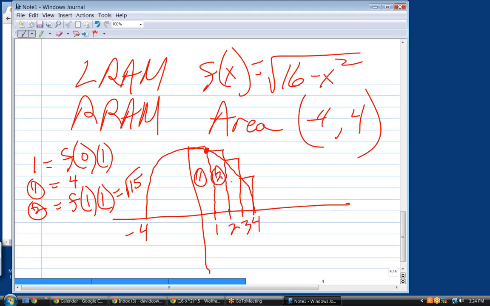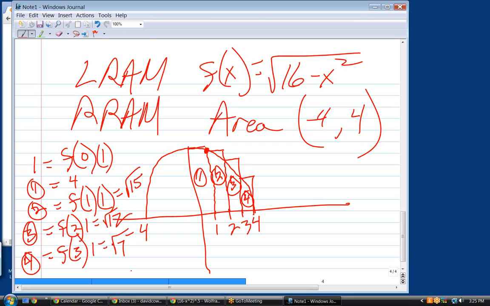Rectangle number 3 is f of 2 times 1, which in this case is the square root of 12. We'll just leave it at square root of 12. We won't worry about simplifying it at the moment. And finally, rectangle number 4 is f of 3 times 1, which is square root of 7.